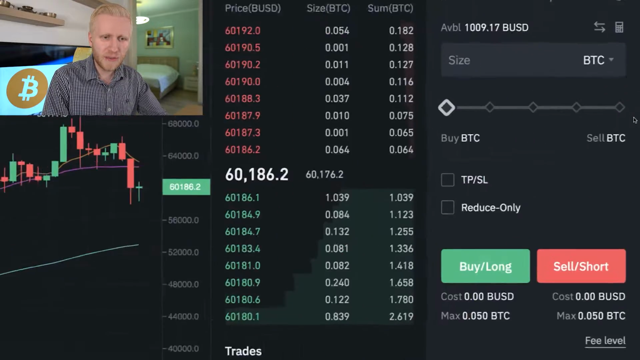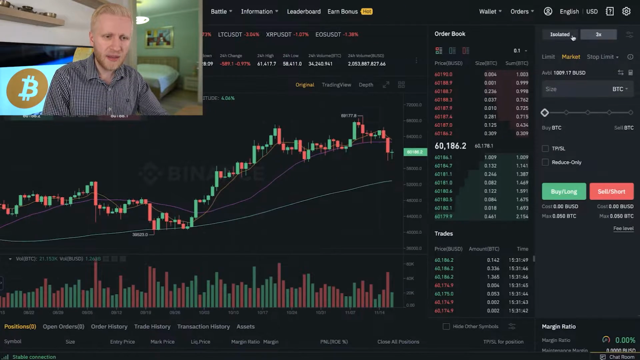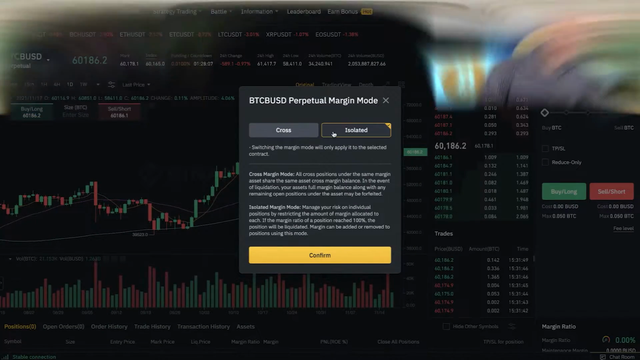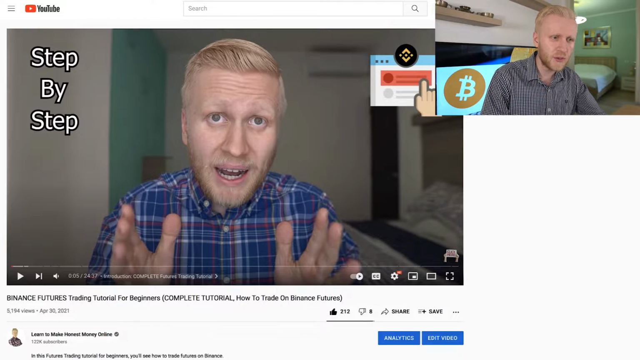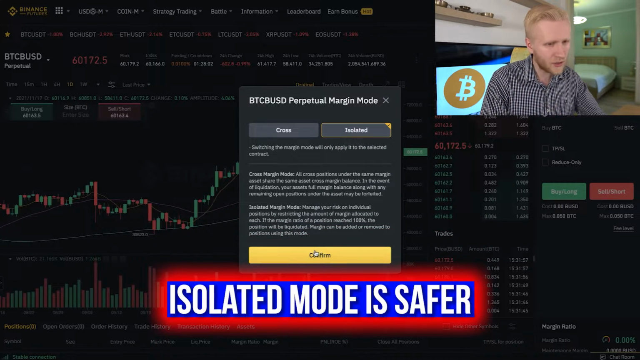And this is probably the most important area on the right side. You will be able to choose isolated or cross. I explained the details again in the previous video, but for beginners, just use isolated. Cross is, in my personal opinion, more risky.